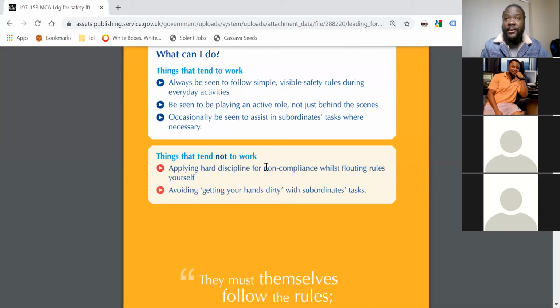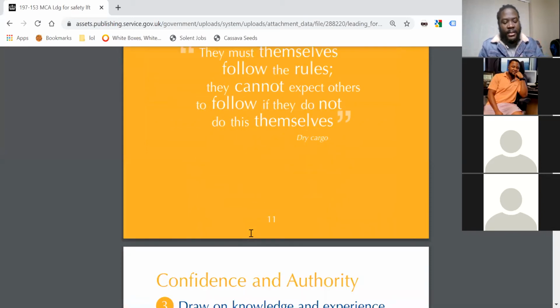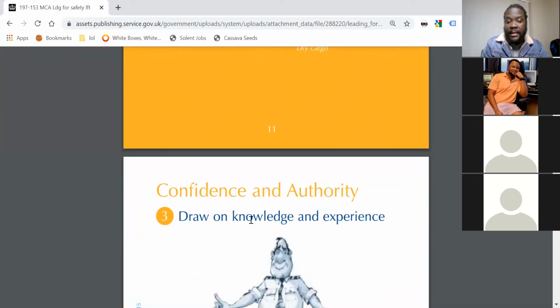Things that you should not do are disciplined for non-compliance. If you are also not complying, maybe your coverall is never dirty, or your hands. It doesn't necessarily mean your coverall should be dirty, but you should be active. People must themselves follow the rules. They cannot expect others to follow if they do not do this themselves. So there's no special rule for the Jews and the Gentiles, all right? What is obtainable on board is obtainable for everybody.